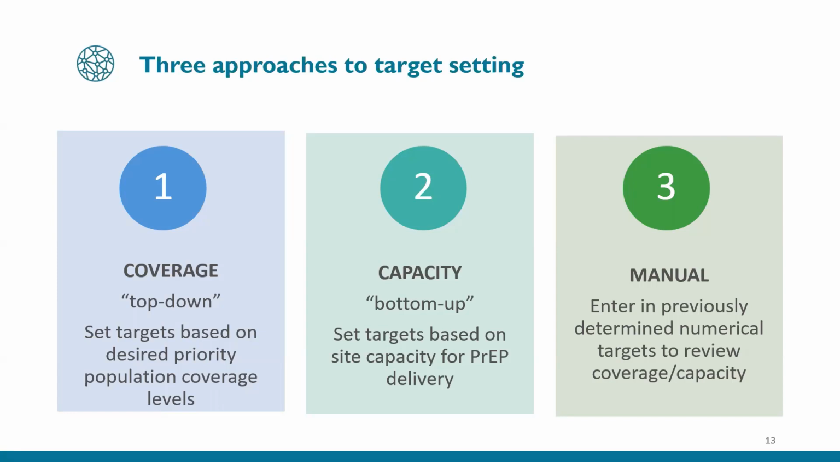One, and the most popular, is based on coverage of priority populations, which we think of as a top-down approach. Another is a bottom-up approach, looking at the capacity for delivering services. If you think that your need is much greater than your capacity, then you might take this approach. The third approach is that you can just manually enter targets that you've already created, and that enables you to link the targets to other modules in the tool, to review the coverage, to assess your targets versus your capacity and other things.